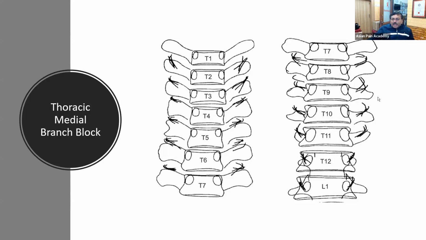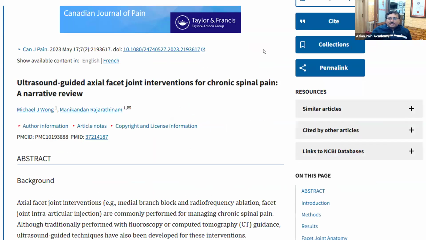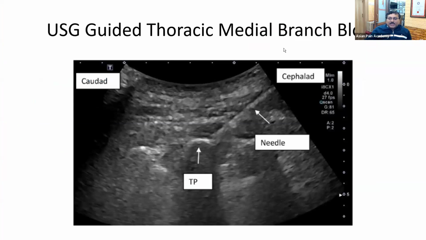And from T10 onwards, T10 again comes towards the upper outer corner of the transverse process, and from T11 and T12, it is mostly at the junction of the superior articular process and the transverse process. So it moves medially. There are a number of studies which have shown the clinical application of ultrasound-guided thoracic medial branch block and thoracic nerve radiofrequency ablation with good results. And there are also a few more studies shown here. They have also concluded the positive effect of ultrasound-guided medial branch procedures.